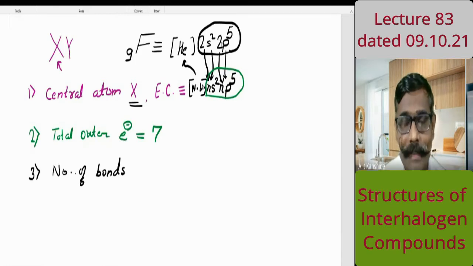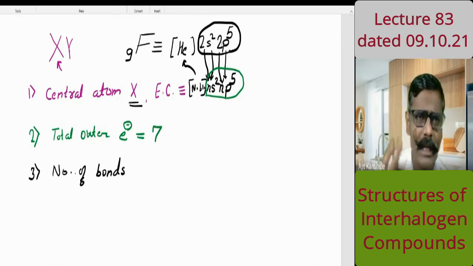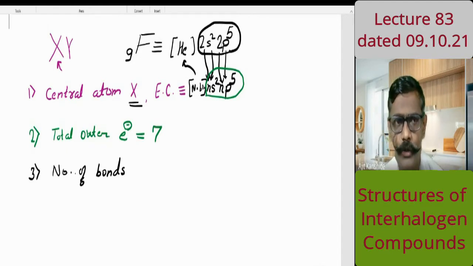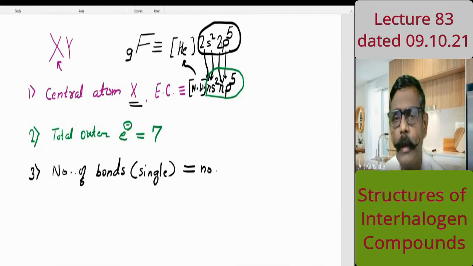In case of oxyhaloacids or oxyacids of halogen, double bonds were there with oxygen, so the steric number was somewhat complicated. Instead of a single bond, I had to consider a double bond. Here whichever atoms are there, they are forming single bonds. The number of bonds is equal to the number of peripheral atoms.